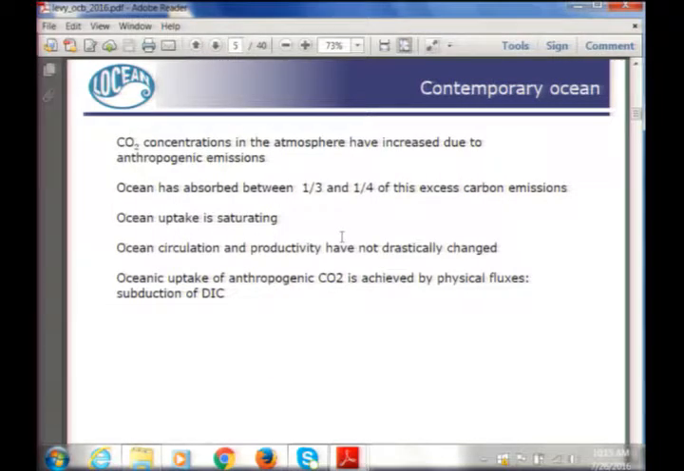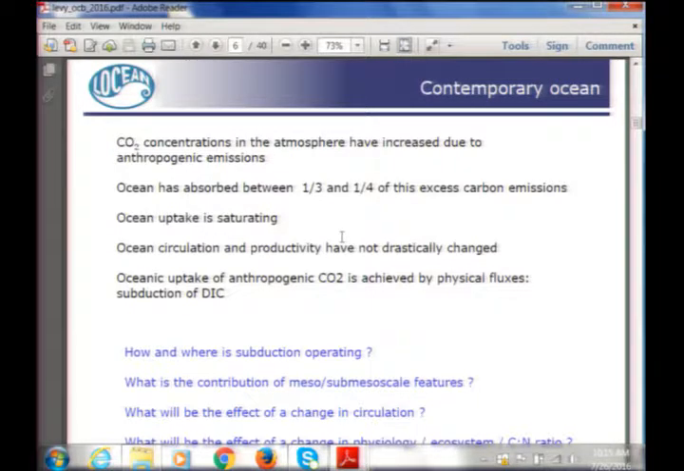If we think of the more contemporary ocean, the two previous talks discussed this in great detail. The point where I want to go here is that we know the ocean has absorbed carbon, and there are good chances that this absorption is mainly achieved by physical fluxes, by the subduction of DIC. And I want to look at how this subduction of DIC is occurring.